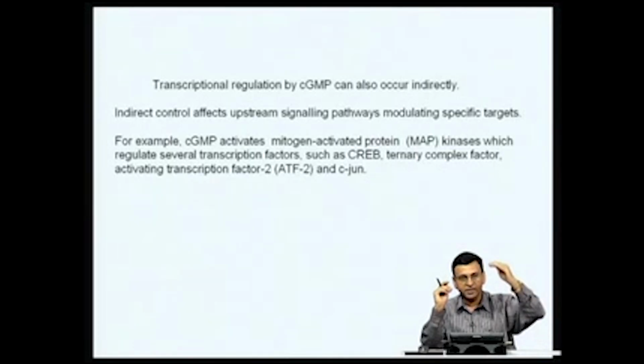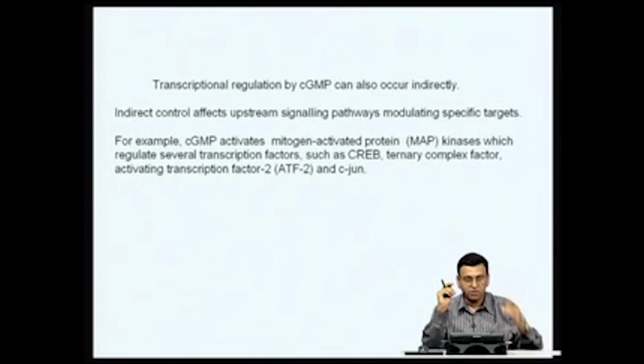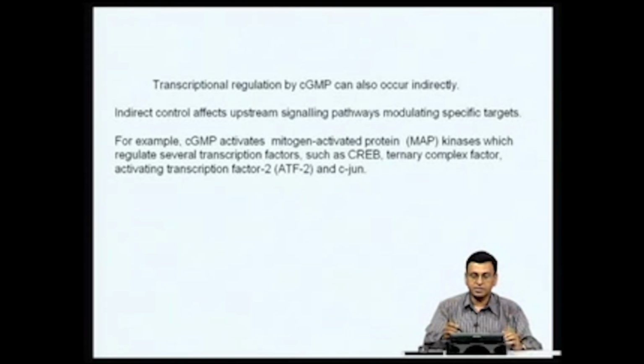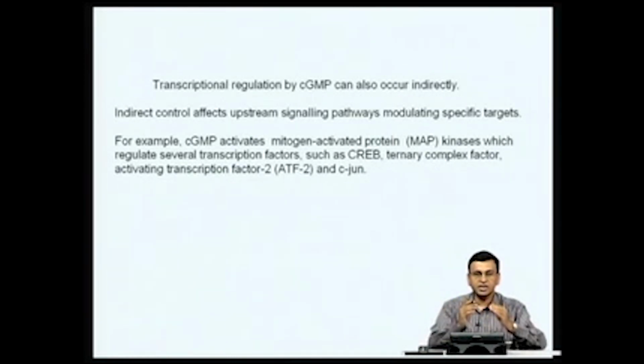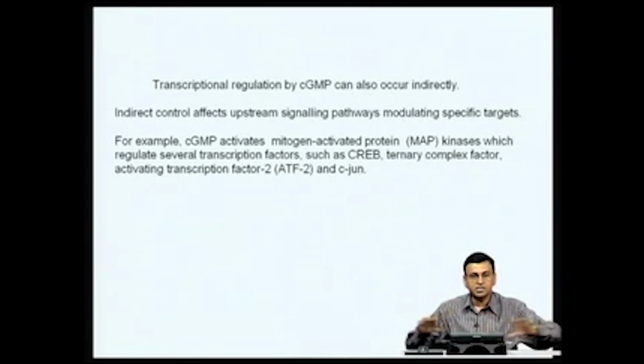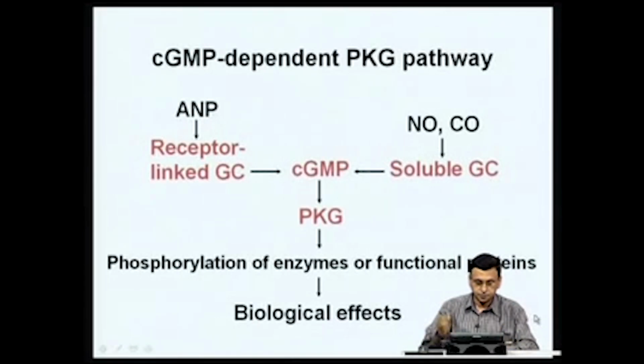In one case, the cyclic GMP activates specific kinases like cyclic GMP kinases or protein kinase G, which then phosphorylate transcription factors leading to activation or repression of transcription. In the indirect manner, the cyclic GMP affects the activity of MAP kinases, and the MAP kinases in turn affect the activity of transcription factors like CREB or cJun or ATF2, resulting in activation of a different set of genes. So, depending upon whether the cyclic GMP is activating protein kinase G or MAP kinases, different sets of genes are activated or repressed, and you get different physiological effects.